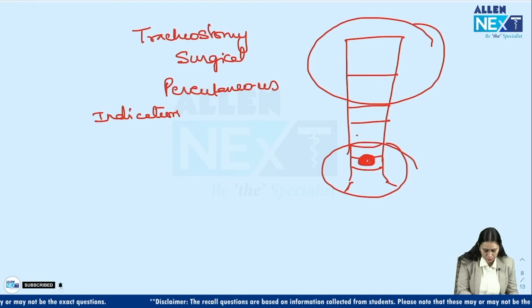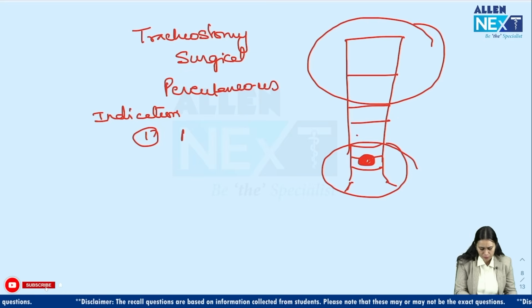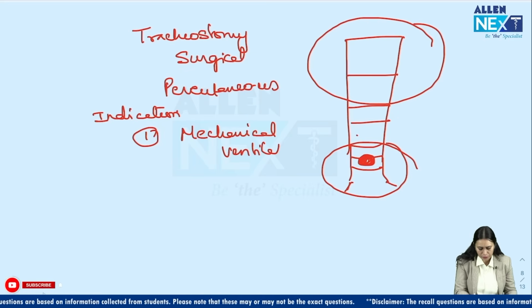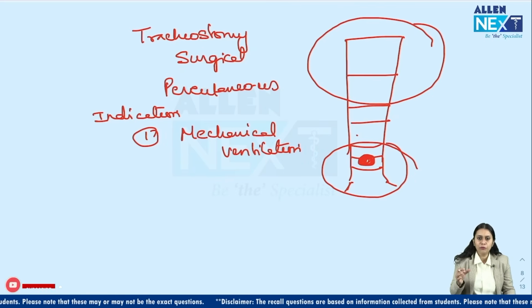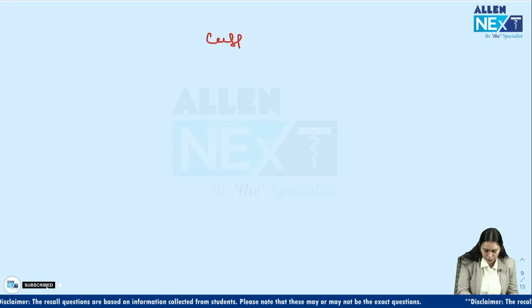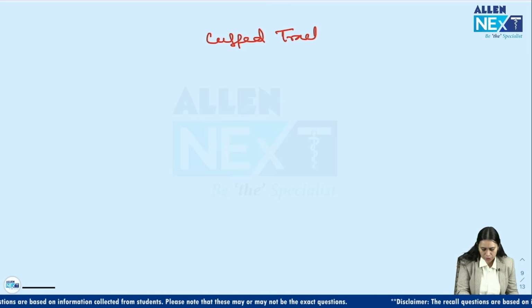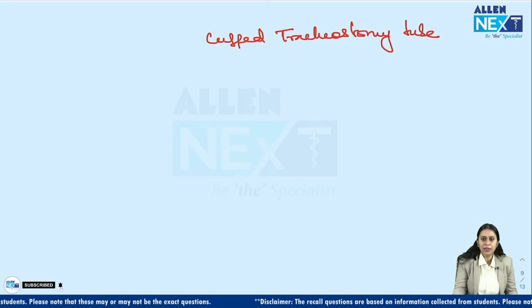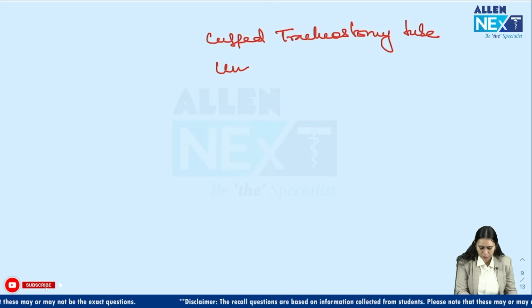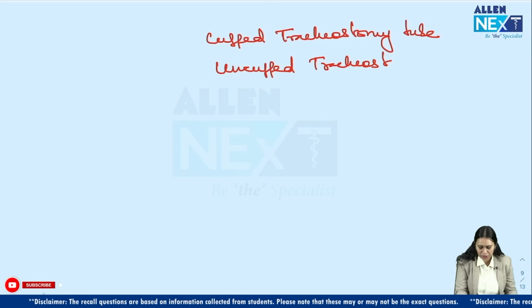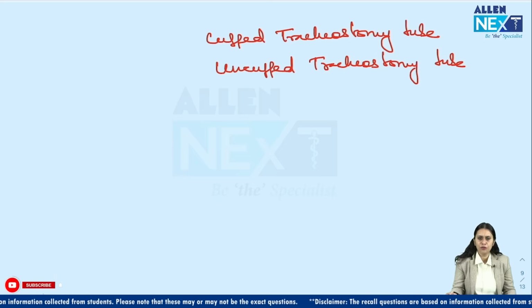So, what are the indications of doing tracheostomy? First indication is for mechanical ventilation. Now, recently in one exam they asked which tracheostomy tube is used for mechanical ventilation. Now, tracheostomy tube can be of different types. It could be cuffed tracheostomy tube. Then we have your uncuffed tube, which is more commonly used in pediatric. But in pediatric also, if the child is on mechanical ventilation, we prefer cuffed tube in them.